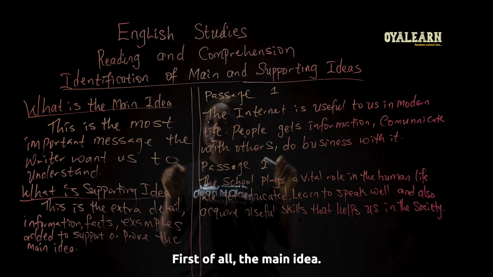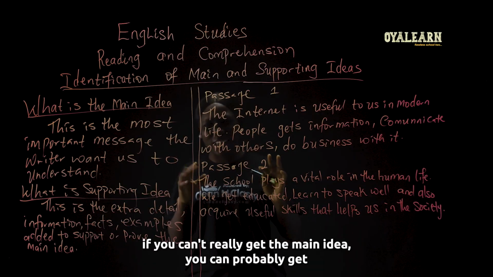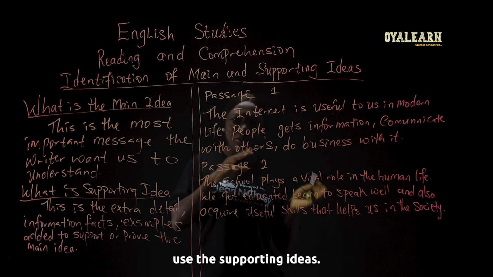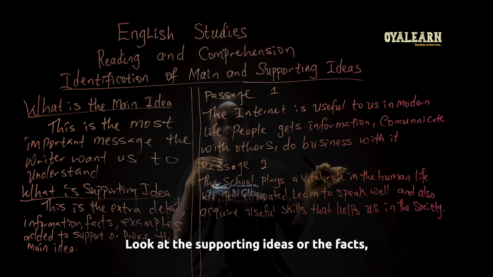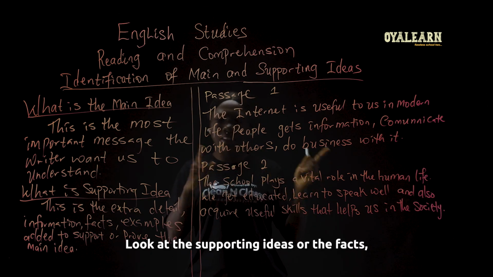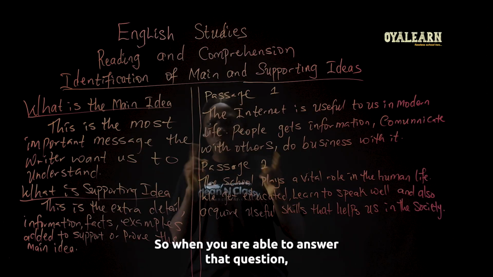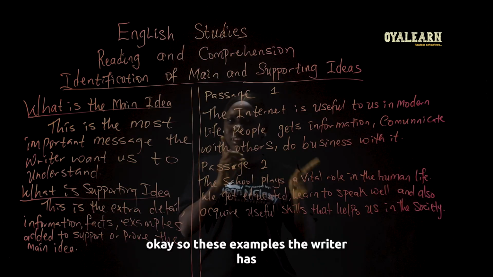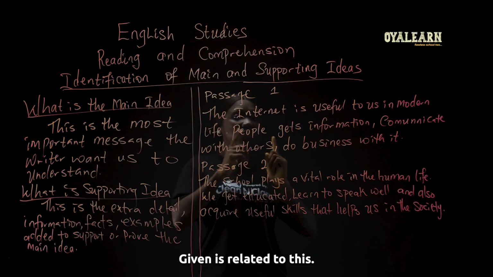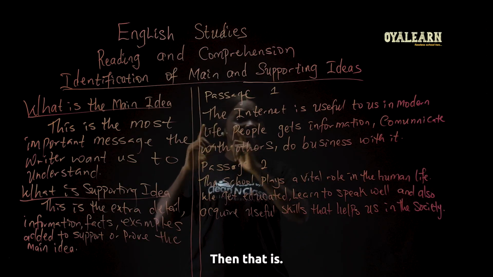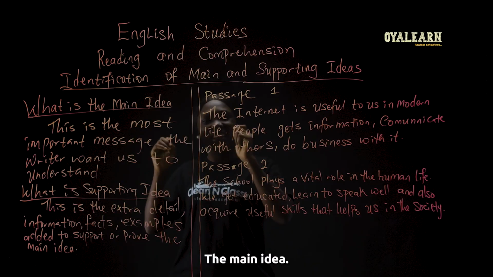First of all, the main idea. Most times, if you can't really get the main idea, you can use the supporting ideas. Look at the supporting ideas, the facts, the examples. What are these examples? This example is related to what? When you are able to answer that question, these examples the writer has given are related to this, then that is the main idea.